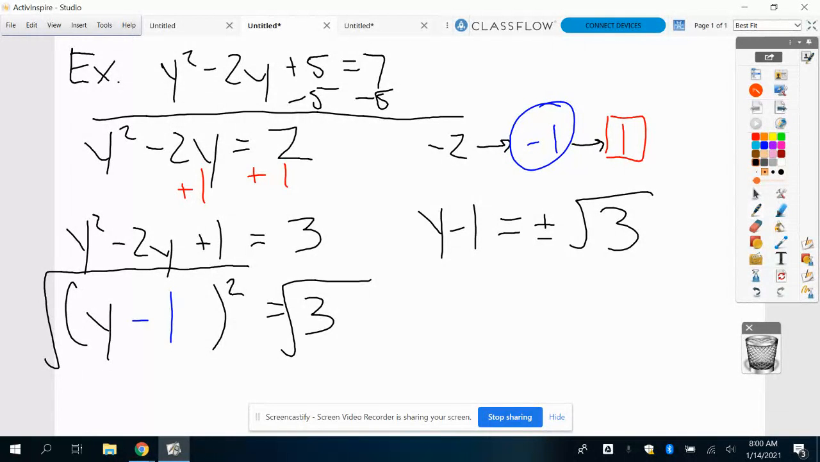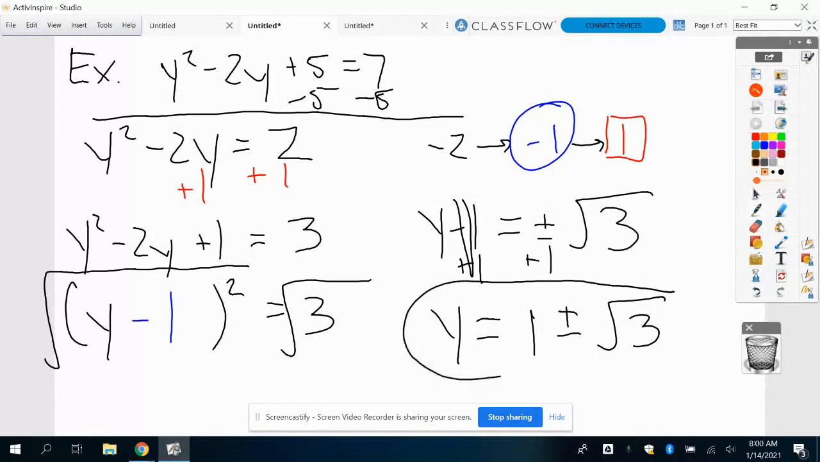So now our last step is to add that 1 to both sides. So when we add the 1 to both sides, those cancel, so you're just left with y equals a positive 1 plus or minus the square root of 3. And there's our answer.